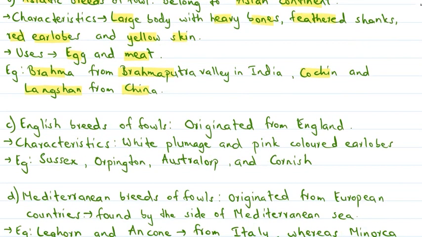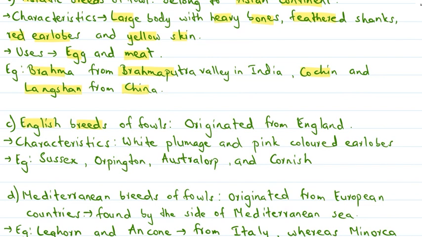After that, we talked about the English breeds of fowls. So these breeds of fowls originated from England. Okay. So their characteristics include the presence of white plumage and pink colored earlobes. Alright. So these are the main characters of the English breeds of fowl, and most of them lay brown shelled eggs. So some of the most common breeds include Sussex, Orpington, Australorp and Cornish.